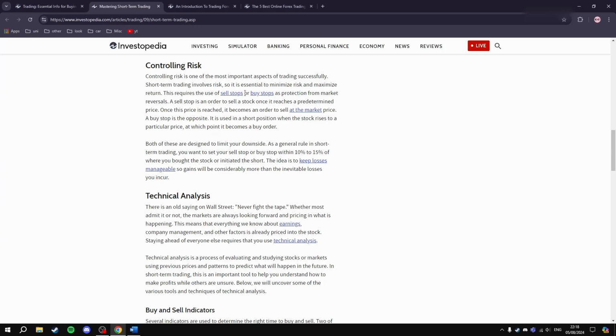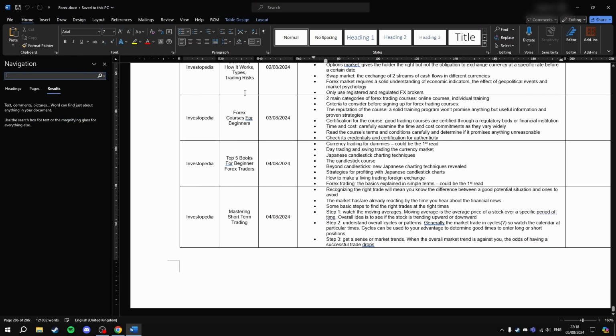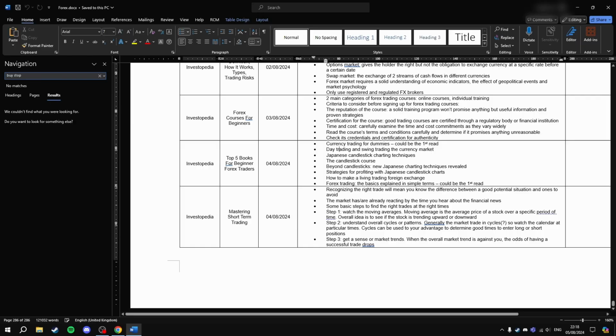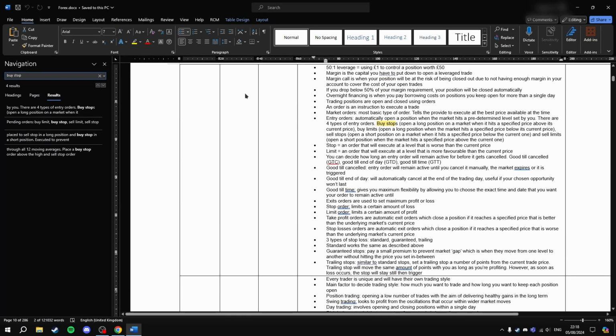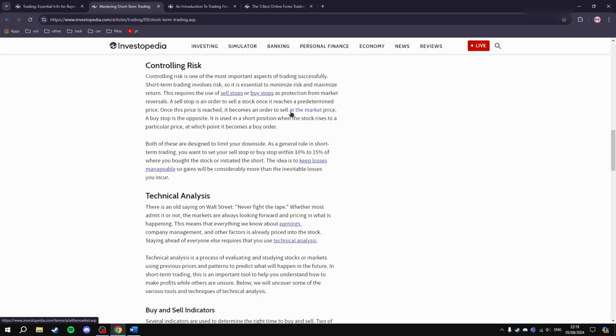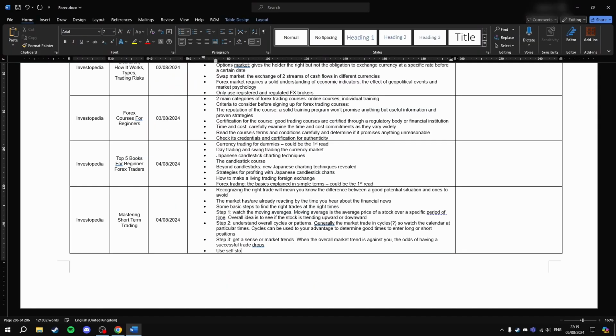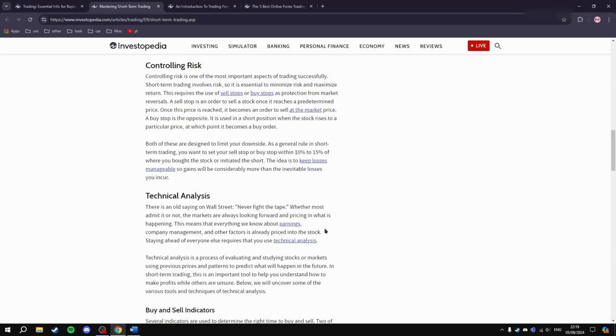So the sell stop and buy stop, I know it is a thing in forex, I think it is. So let's call it buy stop. It opens a long position on the market when it hits a specified price above its current price. So use sell stops and buy stops as protection from market reversals.